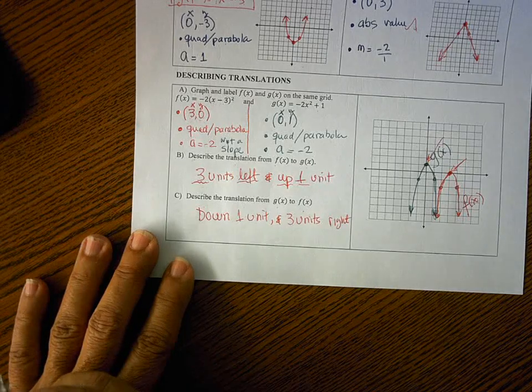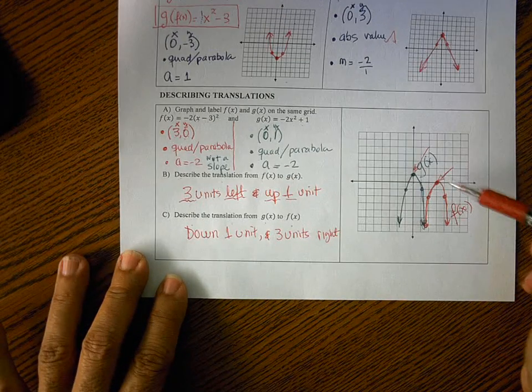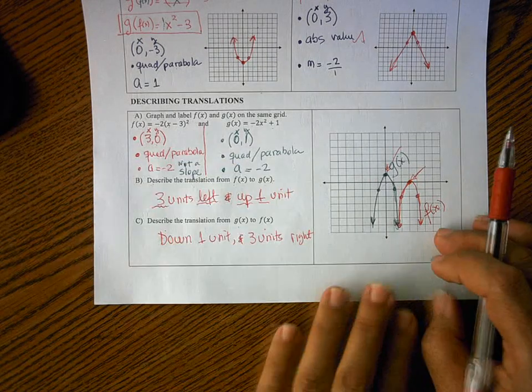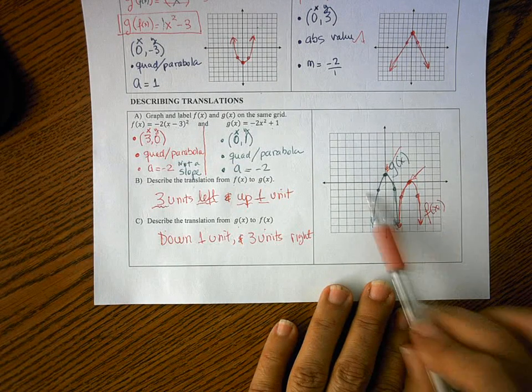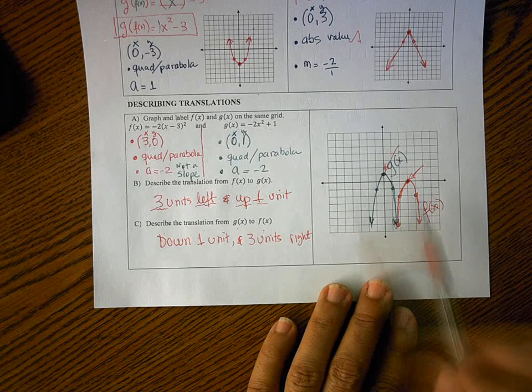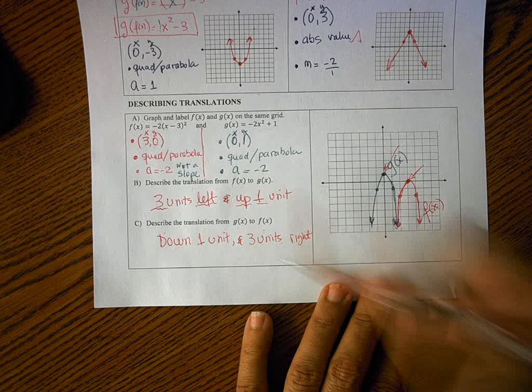So make sure you label things in your graphs, especially when you're doing 2 graphs on the same grid, because if you don't label, you'll get confused which function you're referring to. Okay? The neater you do your work, the nicer your work looks, it's easier to be able to answer these questions. All right?